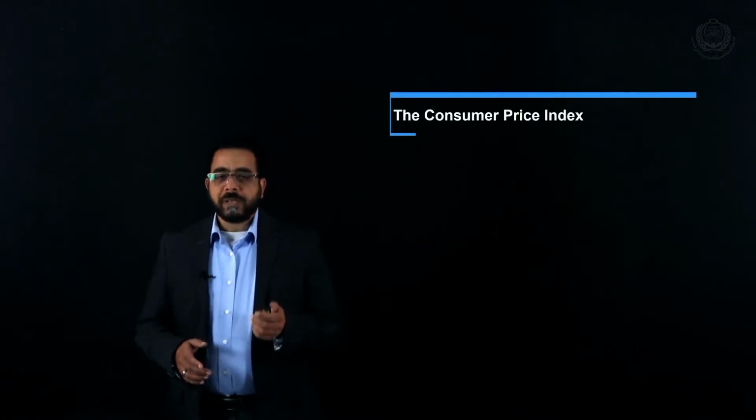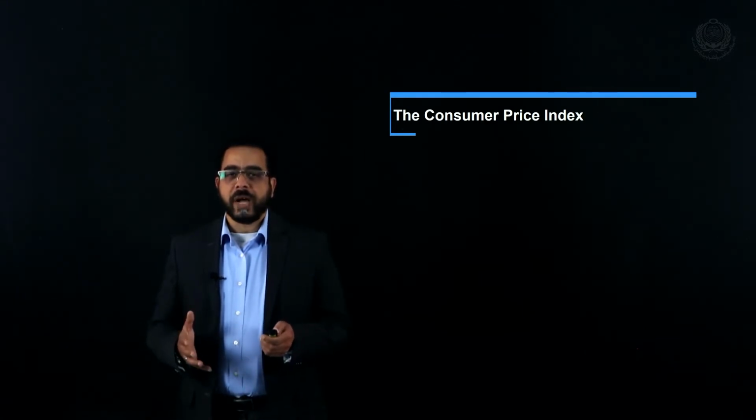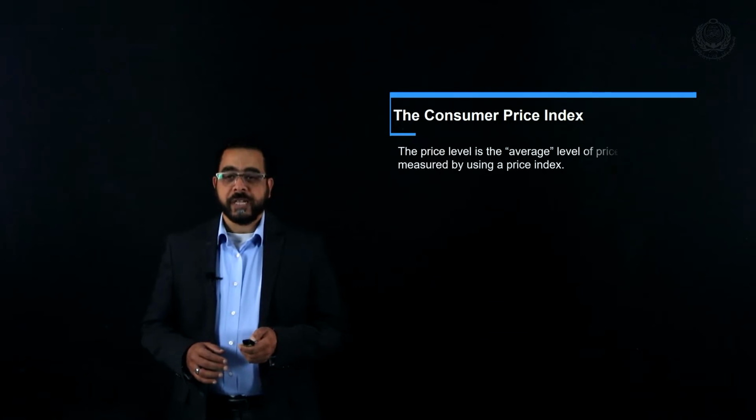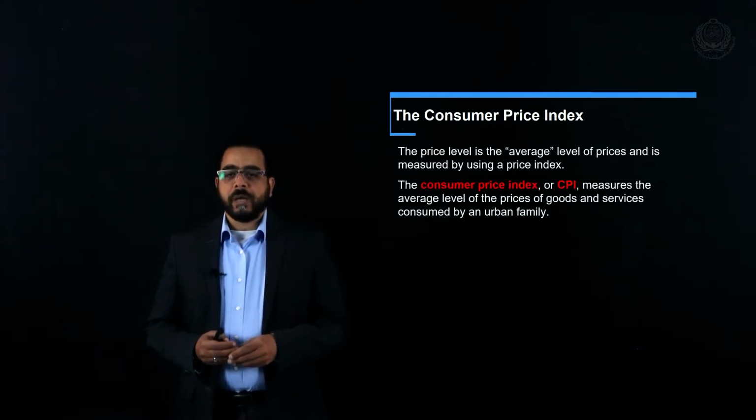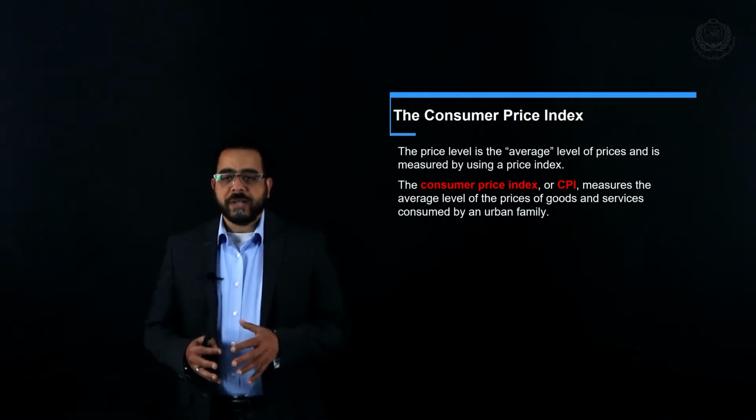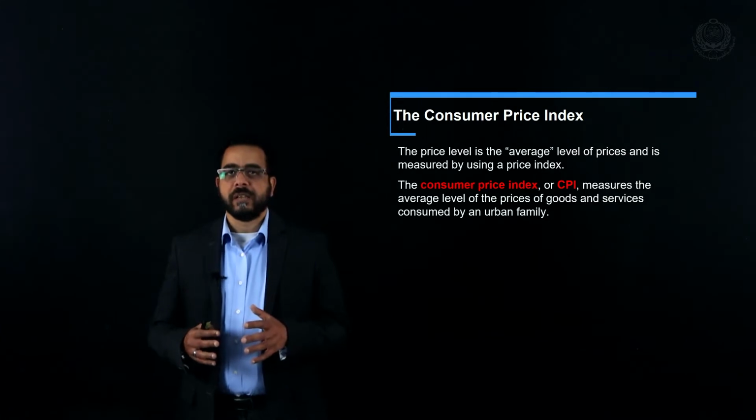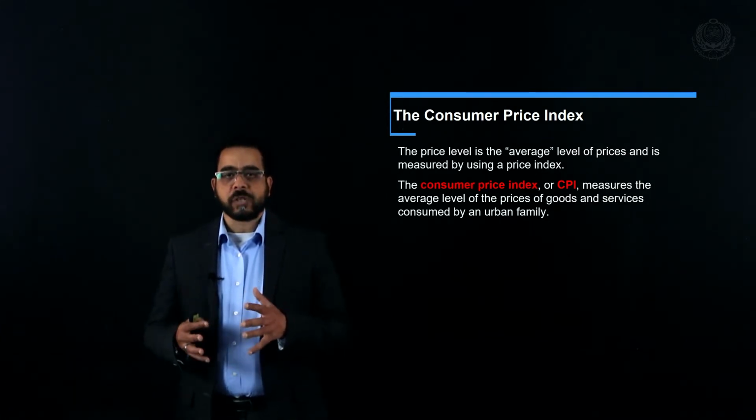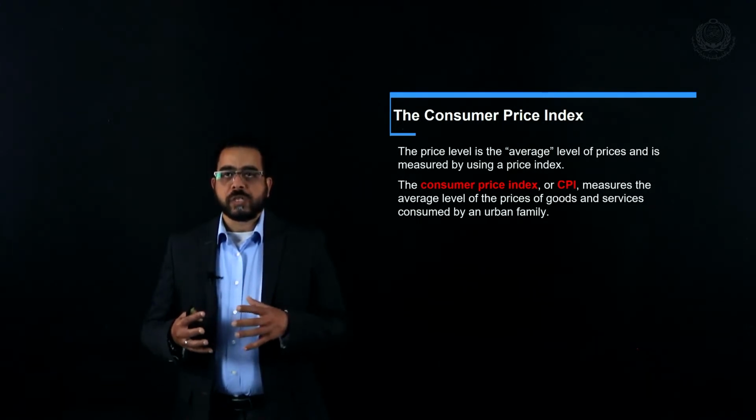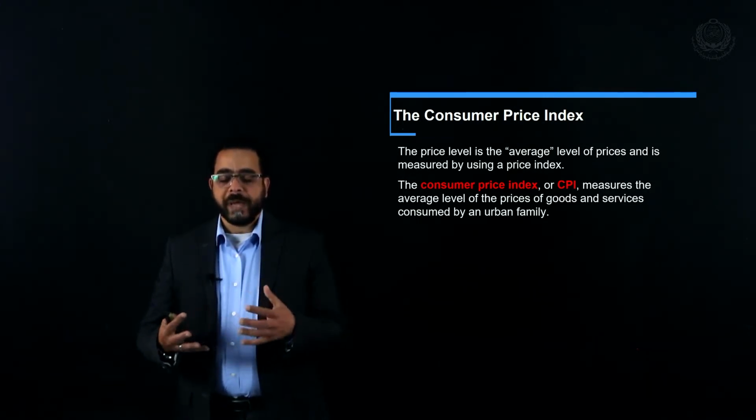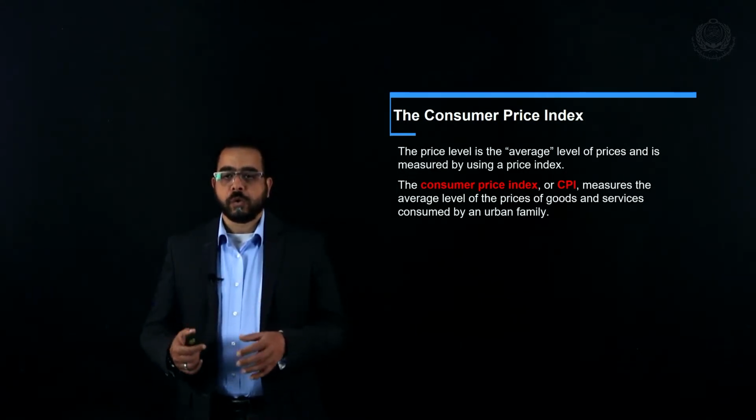So what is the consumer price index that we use to calculate the price level and the inflation rate? Well, the consumer price index, or the CPI, measures the average level of prices of goods and services consumed by an urban family, a family that lives in a city. So we actually measure the budget of this family that it uses to pass its day-to-day life, and how much this basket costs.